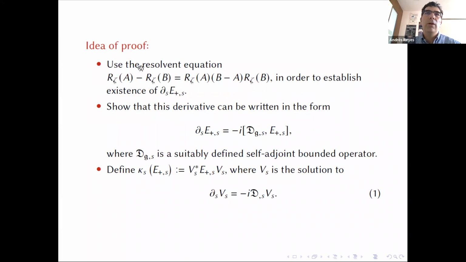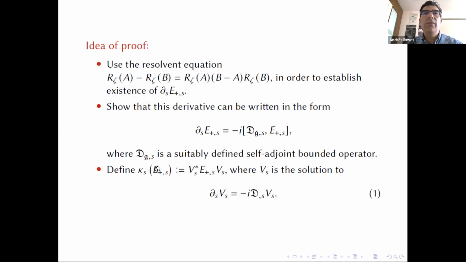Now, the idea of the proof goes as follows. We can use the resolvent equation in order to define the derivative with respect to the parameter of these spectral projections. And then one shows that the derivative can be written in this form. So the derivative is just a commutator. And if you look at this equation, then you realize that this is the same as working with the Kato version of geometric phases. So using families of projections, one can generate a parallel transport. And this equation basically says that.